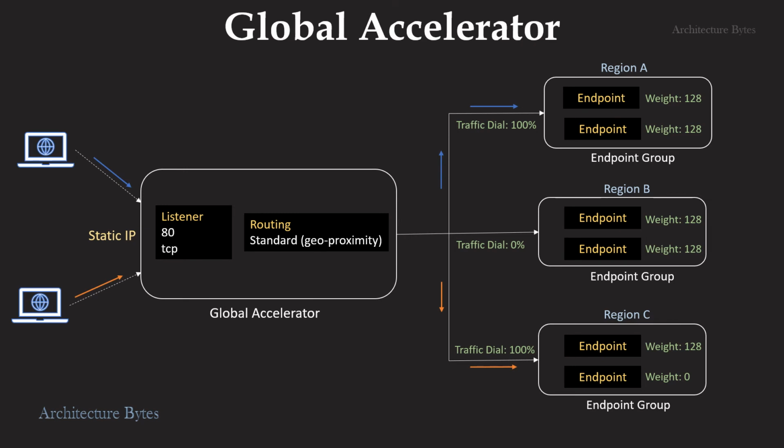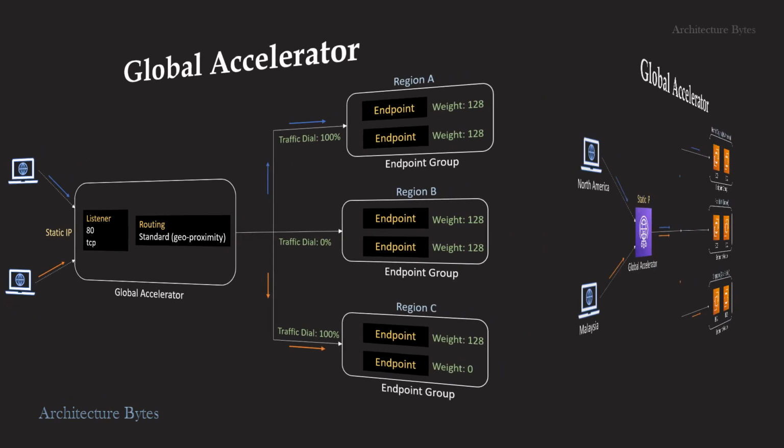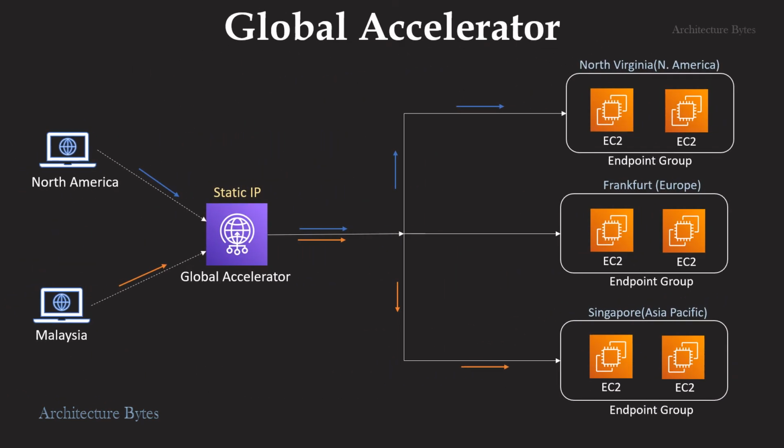Global Accelerator comes with static IP, so your DNS service can have a domain name point to it. This allows you to reroute traffic via the accelerator without making any changes to the DNS configuration. So in this example with geo proximity routing, a user in North America will be routed to North Virginia and a user in Malaysia will be routed to Singapore region. If a regional endpoint becomes unhealthy, client request can be routed to an alternate region.